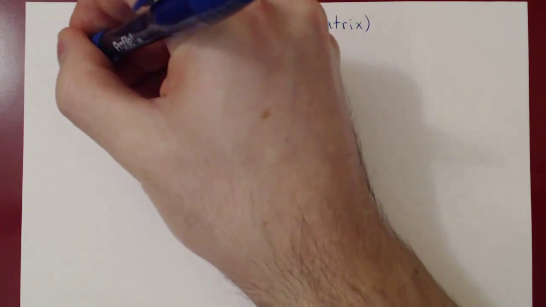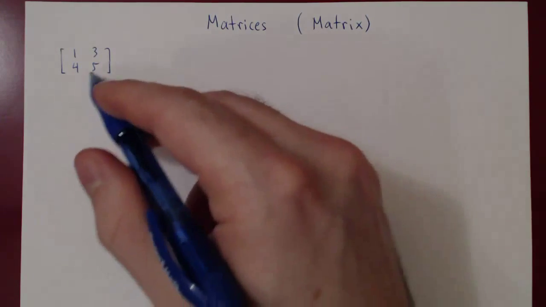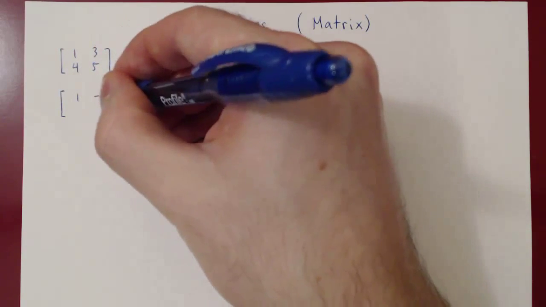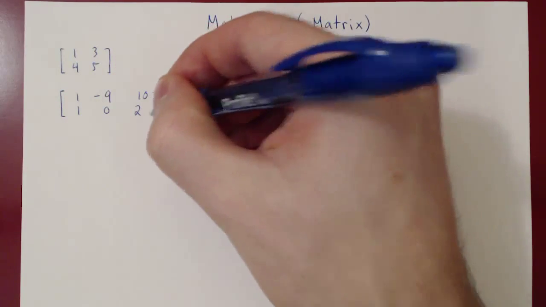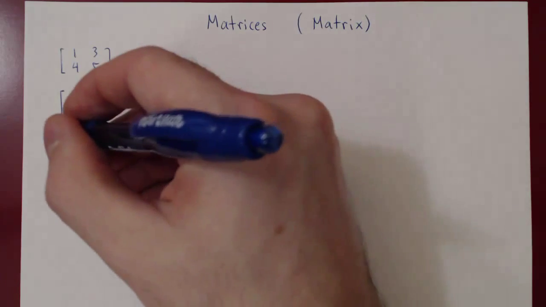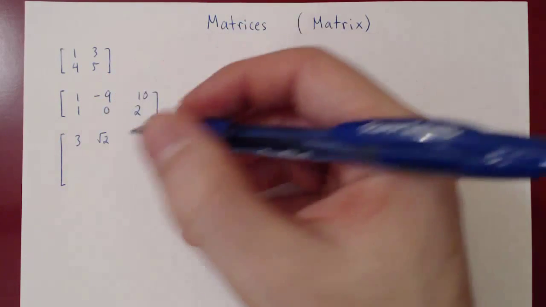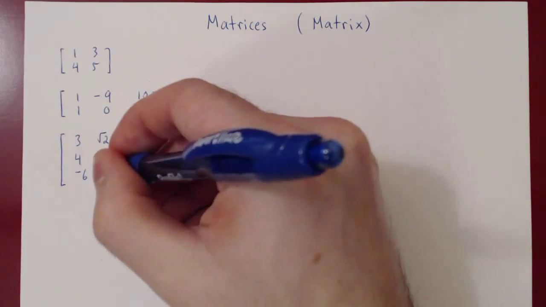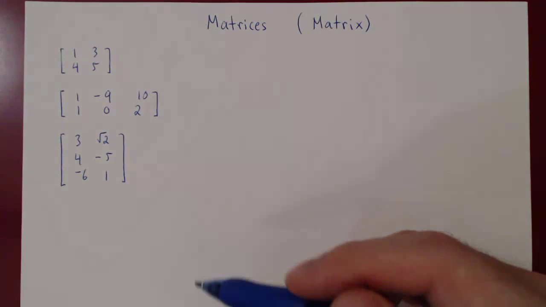1, 3, 4, 5 is a matrix. It's a rectangular array of 4 real numbers. 1, negative 9, 10, 1, 0, 2 is another matrix, a rectangular array now of 6 numbers. 3, square root of 2, 4, negative 5, negative 6, 1 is also a matrix. It is a rectangular array of, again, 6 numbers.